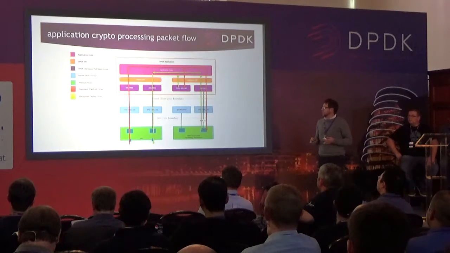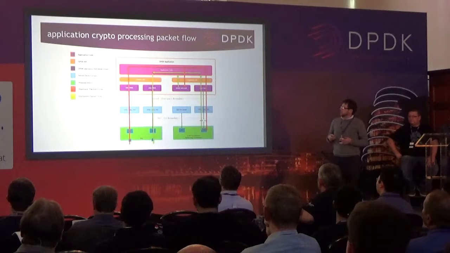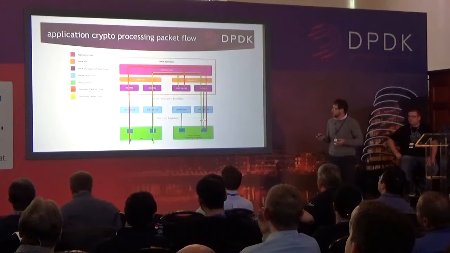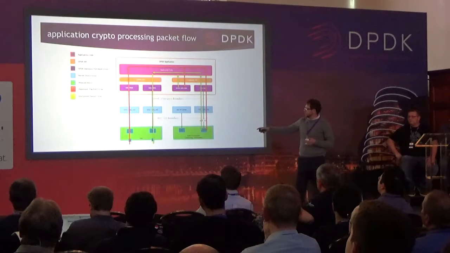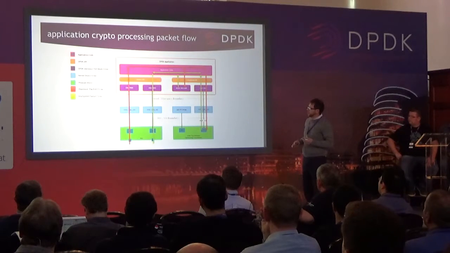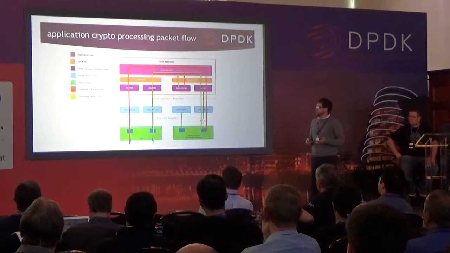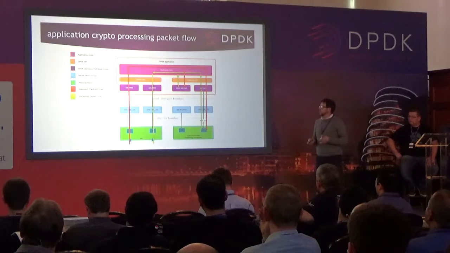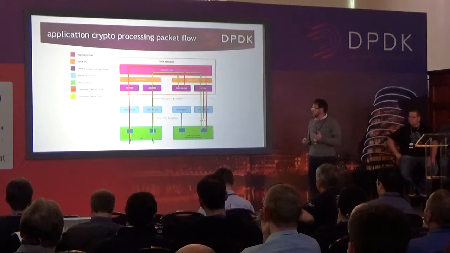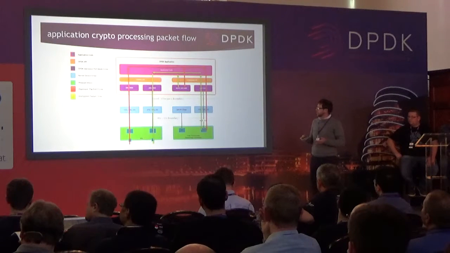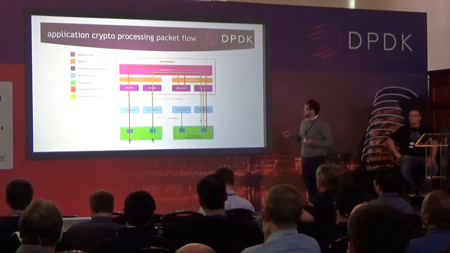This is a diagram that shows a simple application that is doing some sort of crypto processing and how the packets would flow. I'm showing some sort of physical device here on the left, which maps into a poll mode driver. Your application is taking packets off that using the ethdev API. The application is doing whatever it needs to be doing. If it was an IPsec gateway, you could be going through your IPsec stack, and the IPsec stack would be offloading packets for crypto processing.